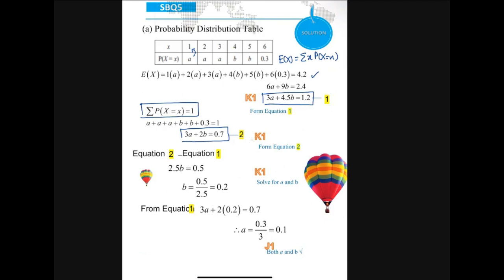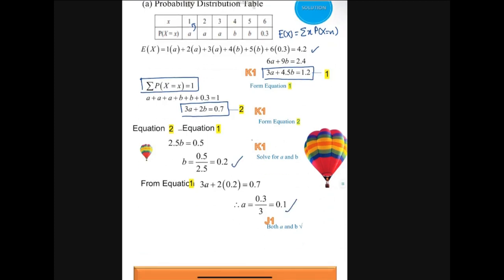Now, we have two different equations. To solve for a and b, just use simultaneous equations. Okay, and then from there, you're going to get b is 0.2 and a would be 0.1. Just to recheck, once you substitute a and b back into the table, the summation of the probability must also be 1.